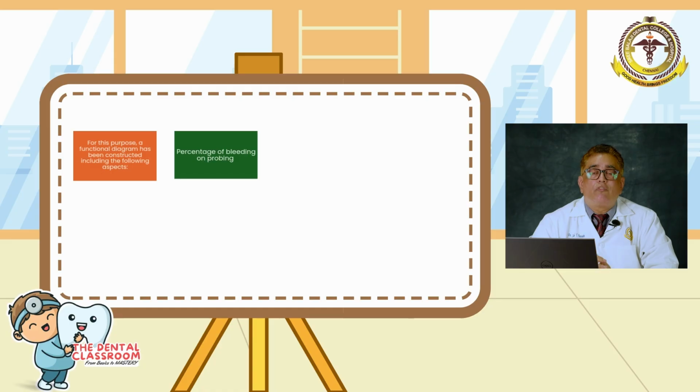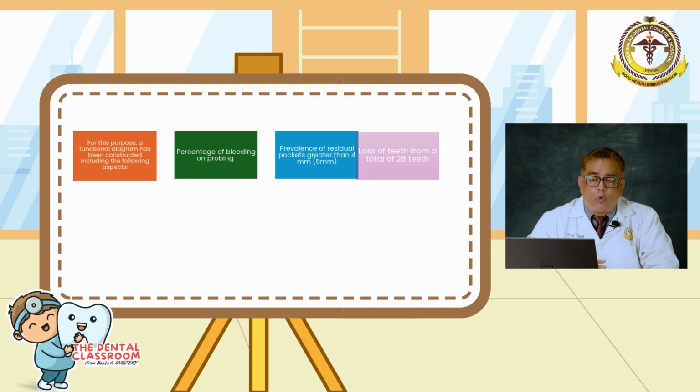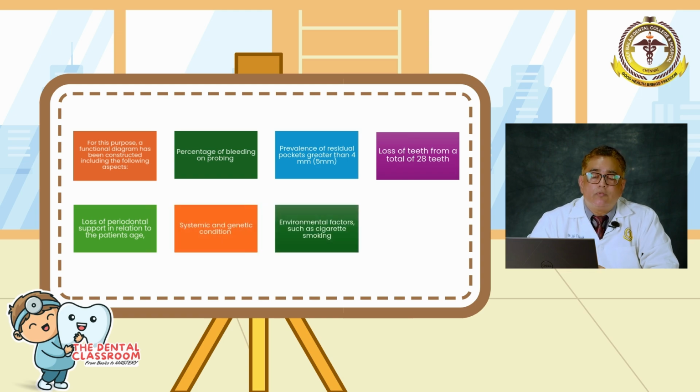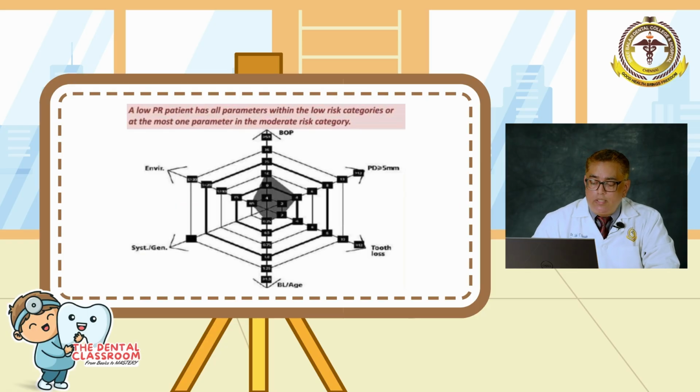A functional diagram has been constructed where you look for the percentage of bleeding on probing, the prevalence of residual pockets greater than 4 millimeters, and loss of teeth out of a total of 28 teeth. You also look at periodontal support in relation to the patient's age. Age is also very important. We look at the systemic and genetic condition of the patient, and finally environmental factors such as cigarette smoking. This was all recommended by Lang and Tonetti in 2003.